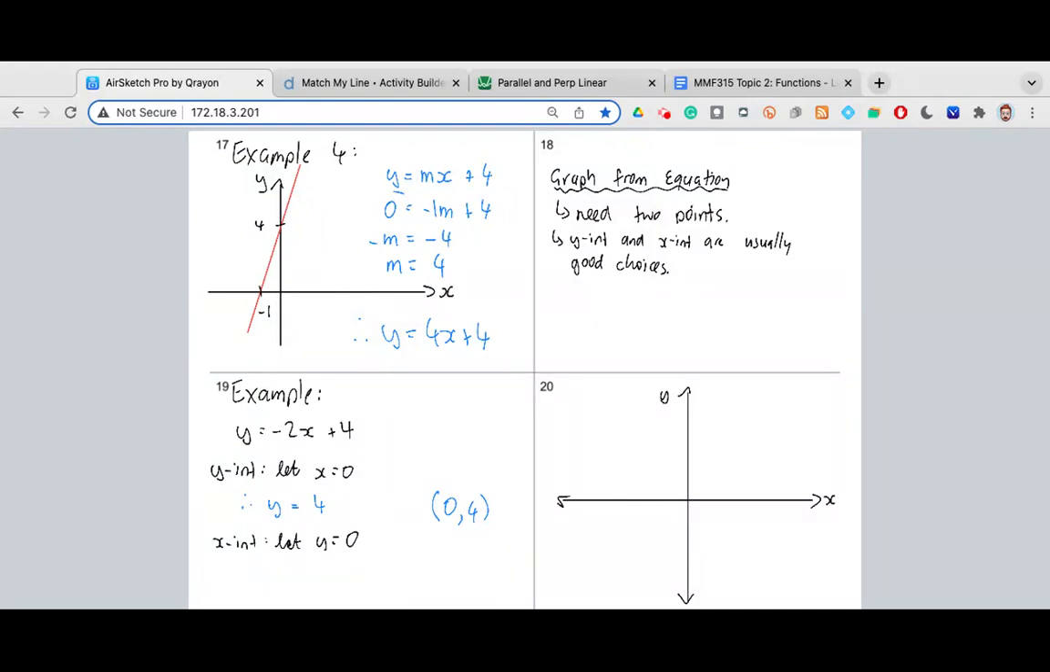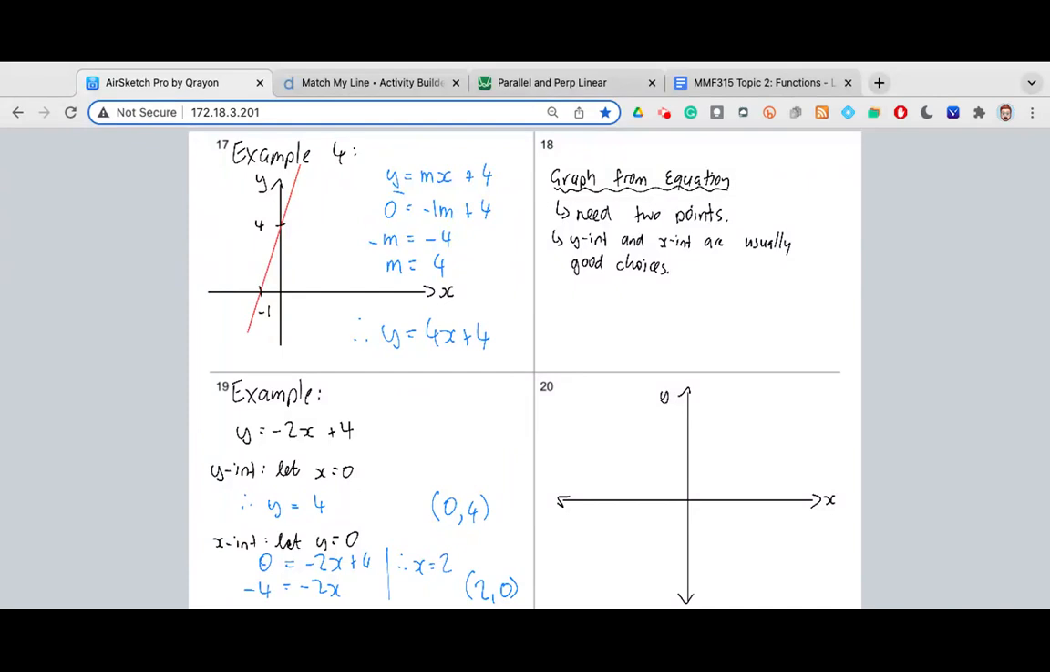X-intercept, let y equal 0. So I'll do this in 2 lines. 0 equals -2x plus 4. Subtract 4 from both sides, and I get -4 is equal to -2x, and therefore x is equal to 2 by dividing both sides by -2. So that would be the point 2, 0. Is that okay?